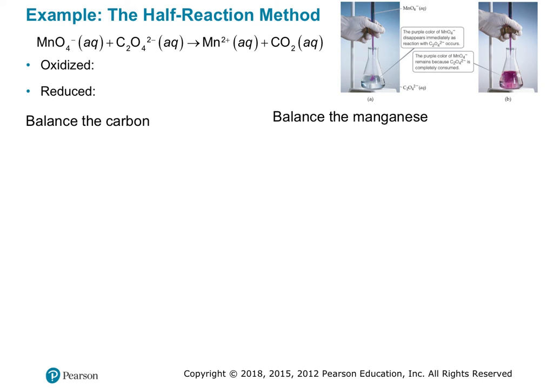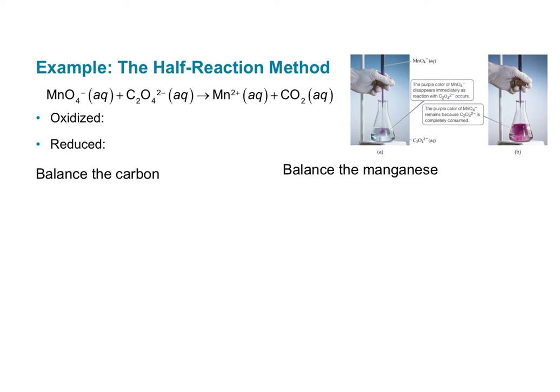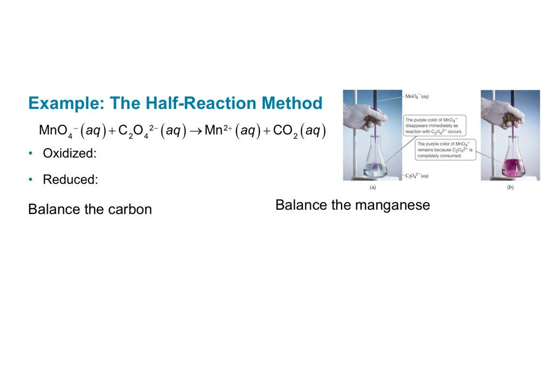So starting off with an example, this one is not being done in basic solution, so we don't have to do that hydroxide step. First thing we need to do is identify the oxidation numbers. I'm going to move it down so I can have some space to write. For manganese here, let's do the easy ones. I noticed that manganese is an ion on the product side, so the oxidation number is +2.